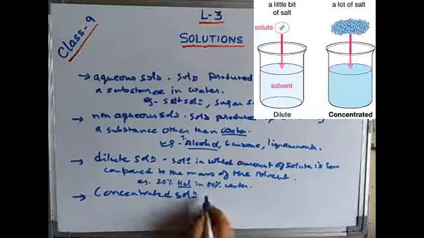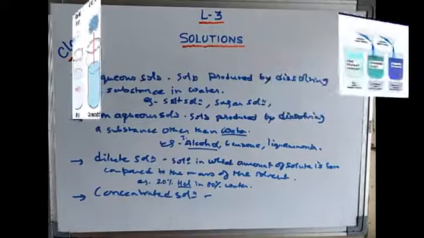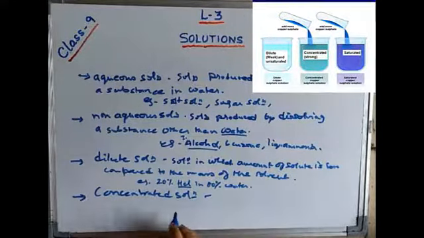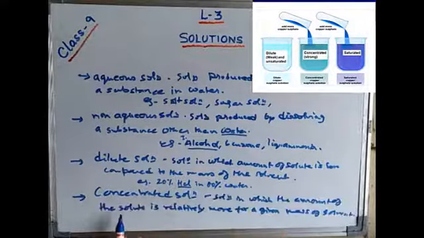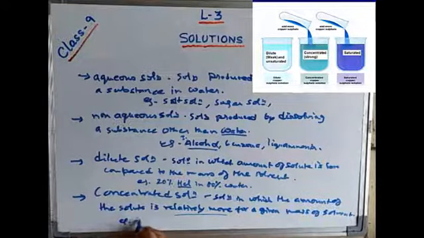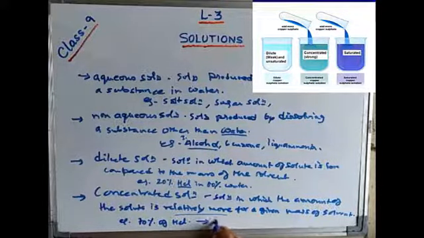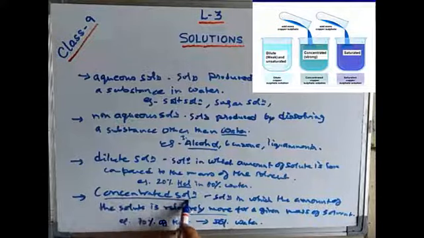Now what will be the concentrated solution then? In a concentrated solution the amount of solute will be relatively more compared to the mass of the solvent. So a concentrated solution is a solution in which the amount of the solute is relatively more for a given mass of solvent. We can take here the example 70% HCl, where the rest 30% will be what? 30% will be water. So you can understand that the amount of the solute is more. Here both are liquids, but it can be called a concentrated solution.